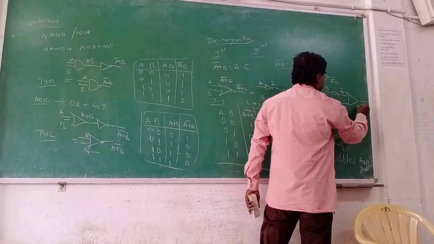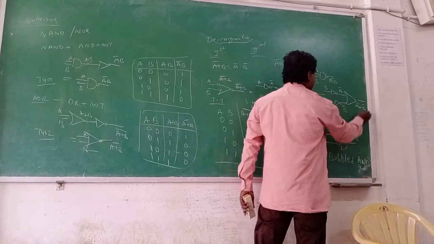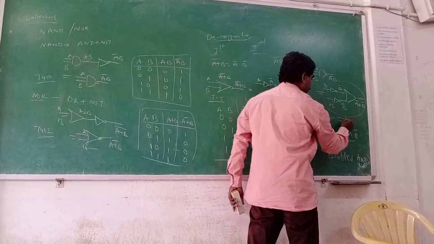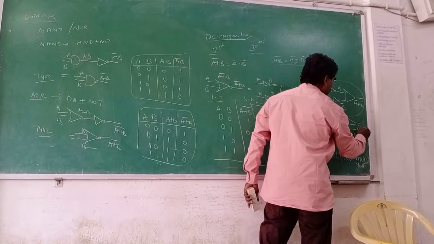This circuit can again be termed A bar plus B bar, nothing but a bubbled OR gate.